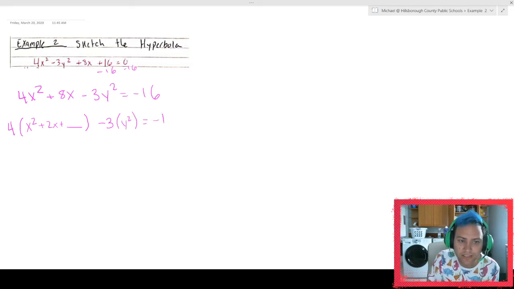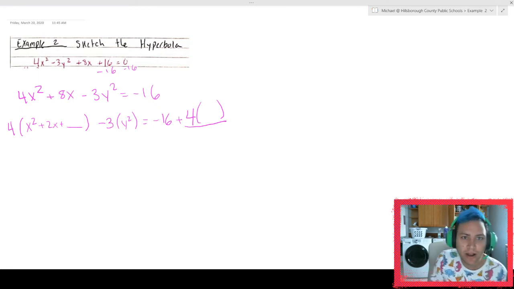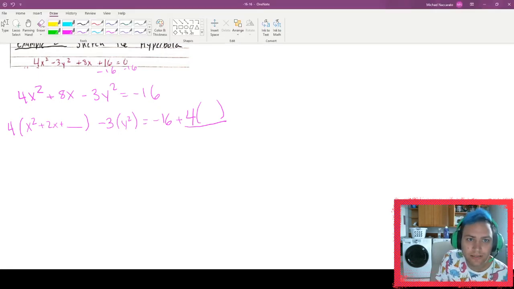And again, it equals negative 16. Since I'm doing a blank over here, I need to make sure I add a blank over here. And since I factored a 4 out, we know that whatever we put in this blank, we have to multiply it by the 4 because we factored the 4 out over here.